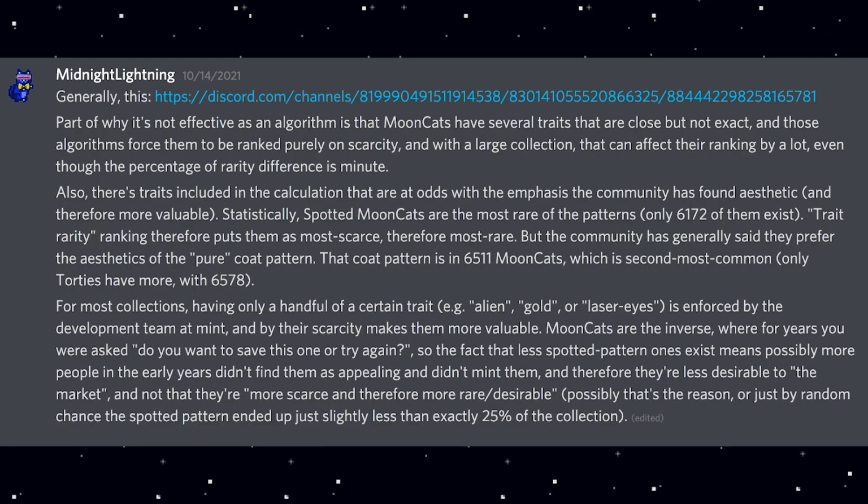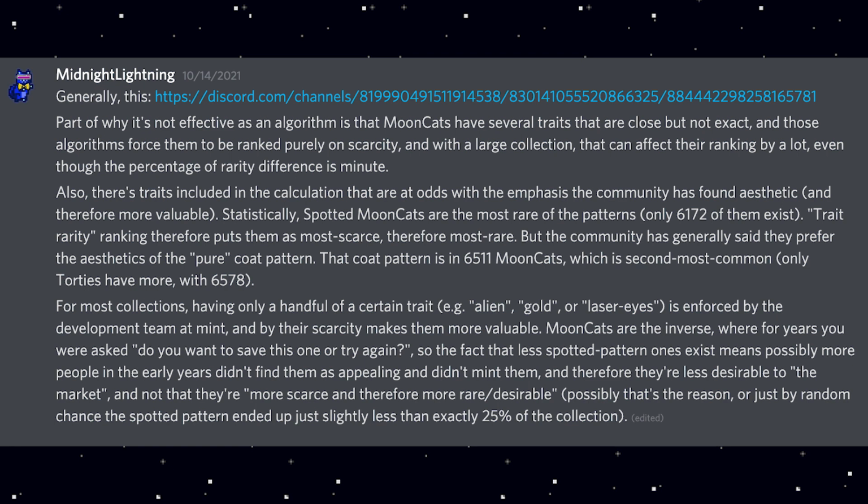And then I got an opinion from Midnight Lightning, so I'm going to cover that as well. Part of why it's not effective as an algorithm is that MoonCats have several traits that are close but not exact. And those algorithms force them to be ranked purely on scarcity, and with a large collection that can affect their ranking by a lot, even though the percentage of rarity difference is minute. Also, there are traits included in the calculation that are at odds with what the community has found aesthetic and therefore more valuable. Statistically, spotted MoonCats are the most rare of patterns.